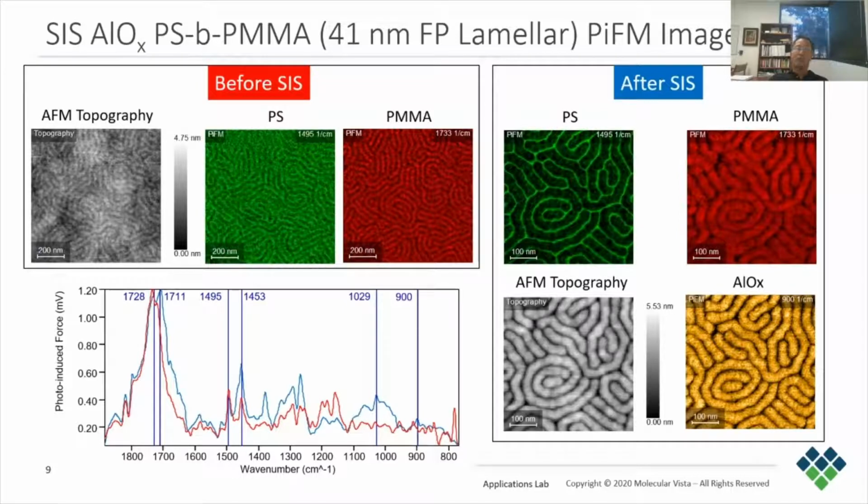On the right pane are PiFM images for PS, PMMA, and aluminum oxide at their respective wave numbers, along with the AFM topography. We can see that the PMMA block has swollen due to infiltration by aluminum oxide. The PiFM images for PMMA and aluminum oxide are well correlated, confirming selective infiltration into PMMA blocks.